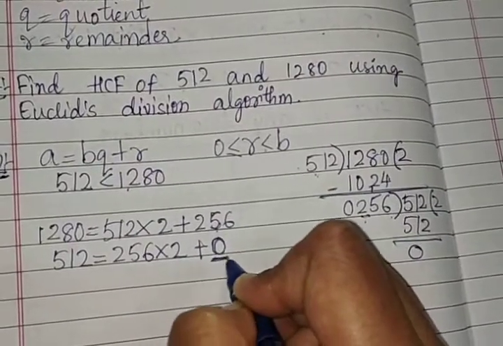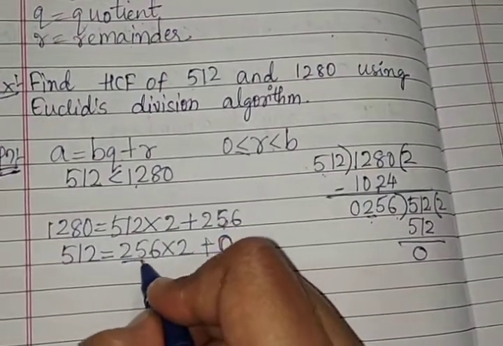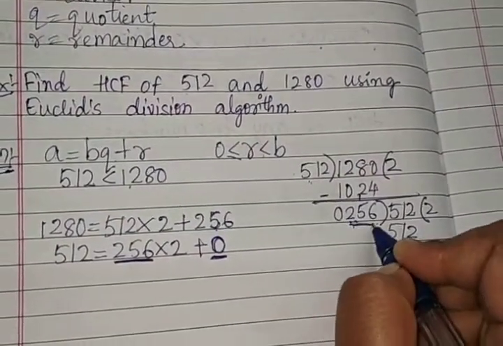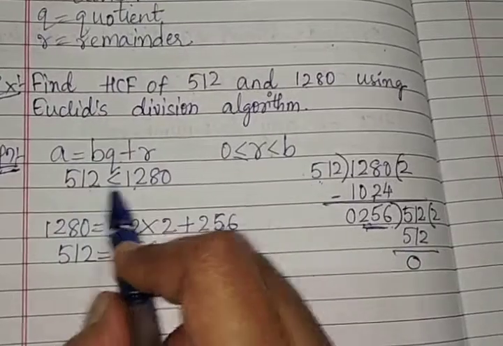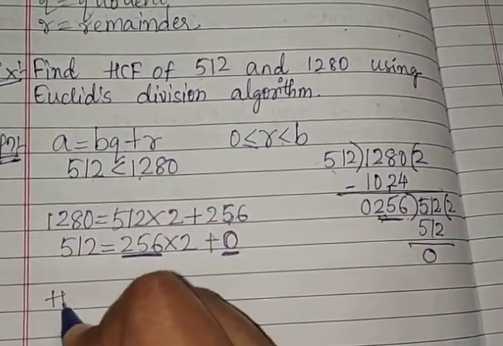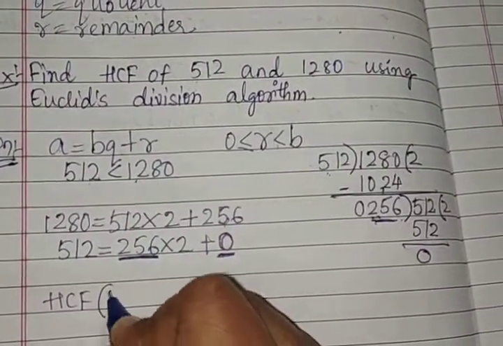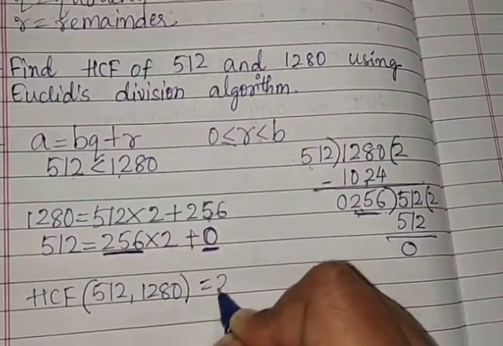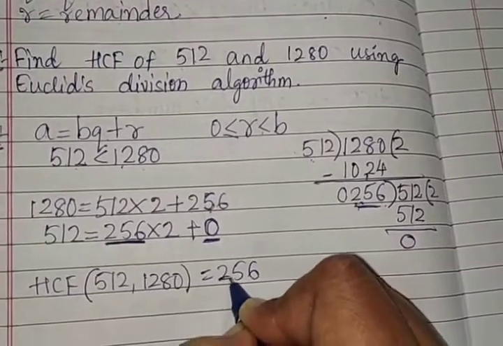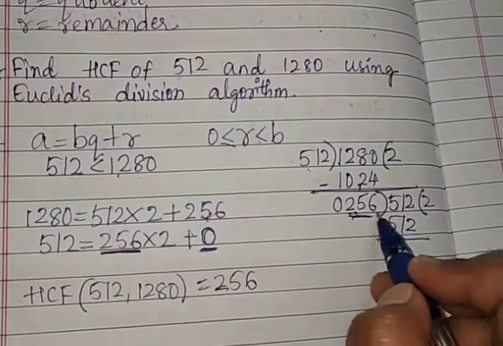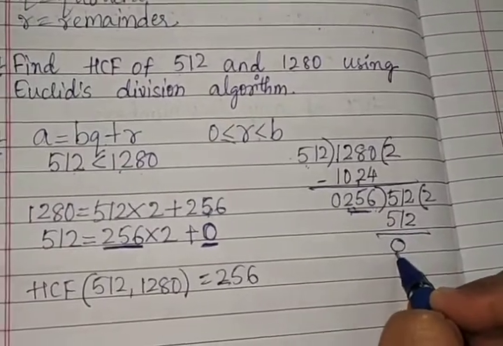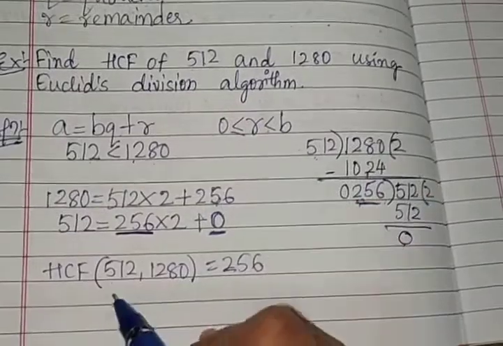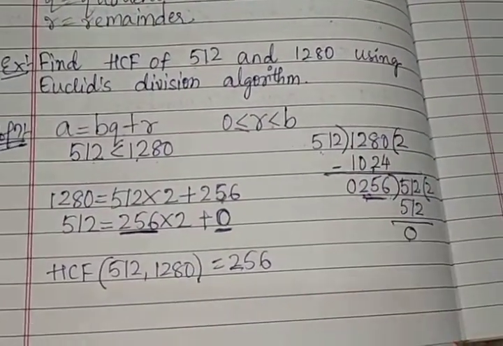Once we get the remainder 0, we have to observe what the divisor is. The divisor is 256. So this divisor 256 will be the HCF of these two numbers. We can write HCF of 512 and 1280 is equal to 256, because when we divide these numbers by 256, the remainder is 0. This is how we can find the HCF of any two numbers using Euclid's division algorithm.